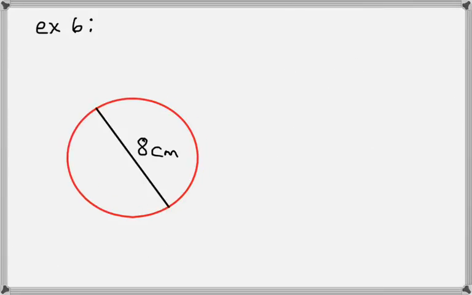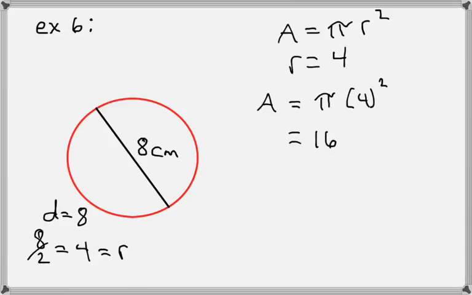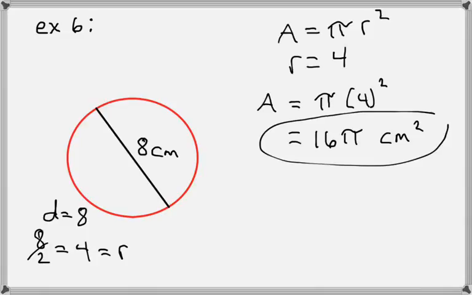Let's look at a sixth example. Here we have a circle with a diameter of 8. So if the diameter is 8, we're going to take that 8 and divide by 2, which gives us 4 for our radius. So again, our area formula is pi times the radius squared. Our radius we just calculated to be 4, so we can plug into our formula. The area is equal to pi times 4 squared. 4 squared is 16, that's 4 times 4, times the pi, and our unit of measure, centimeters squared. So we have the area of that circle.